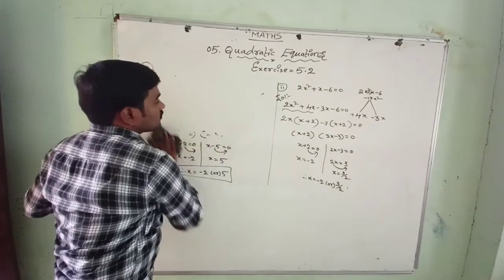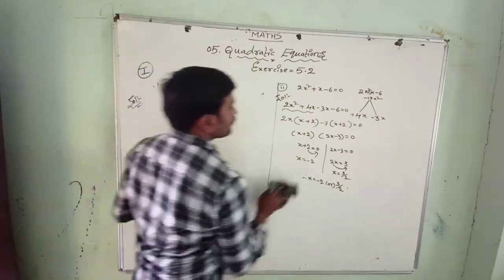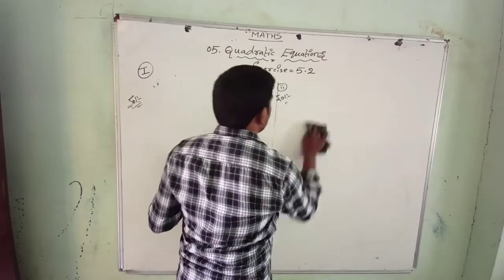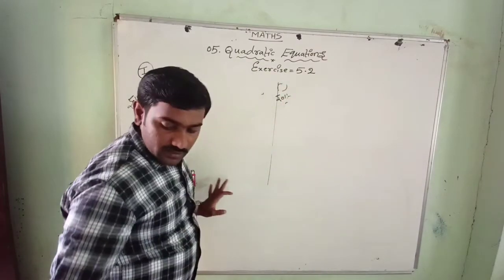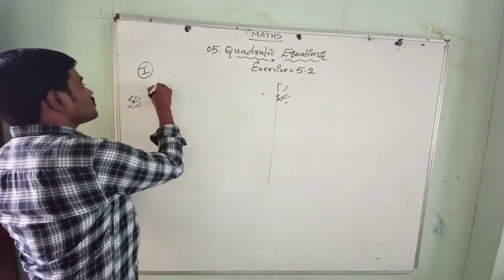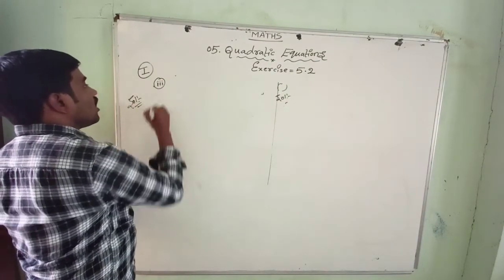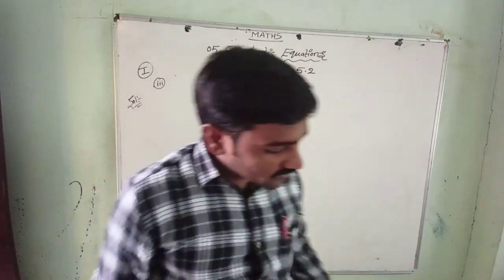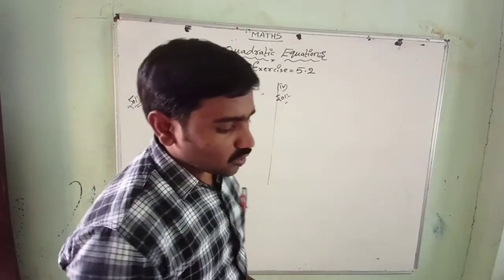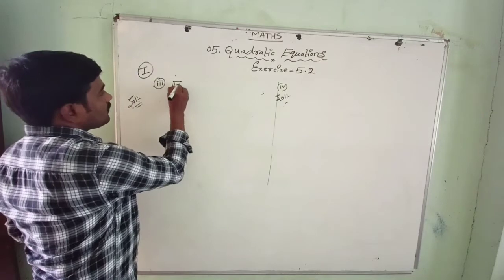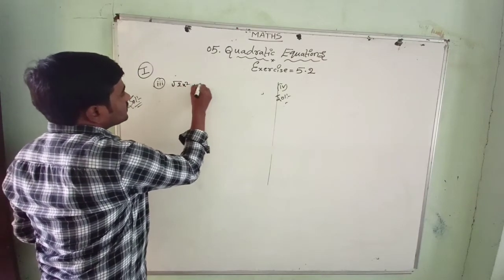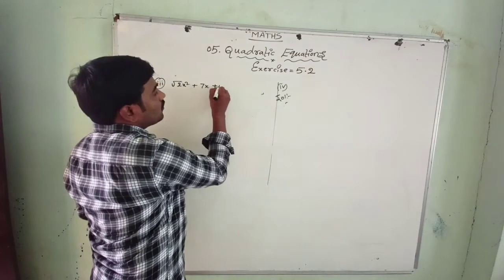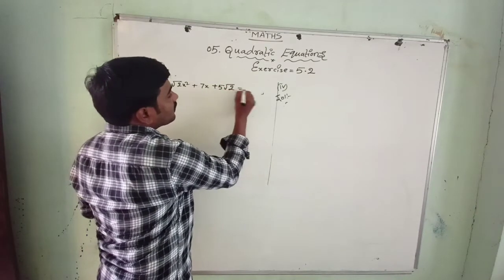So we have gone through question number 1 and question number 2. Now we go for question number 3 and question number 4. Let us solve all the questions so that you understand how we can solve the problems. Now question number 3, that is √2x² + 7x + 5√2 = 0.